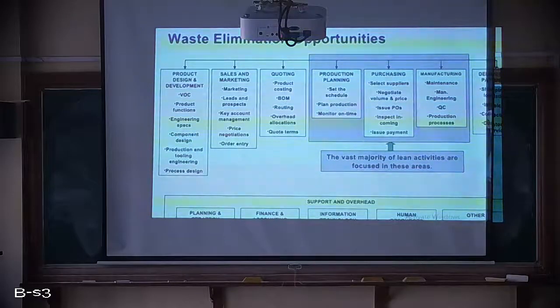And see that also they have shown the majority of lean activities are focused in these areas. Okay, particularly in case of purchasing. Select suppliers, negotiate volume and price, because price is also very important. Okay, best price to provide for the customers. Issues in purchase order, mistake incoming issue payment. In production planning, schedule production, monitor on time. Okay, in quoting, product costing, bill of materials, routing, overhead allocations, quotations. So these are the opportunities where you can know. But mainly focus on these things. Production plan.